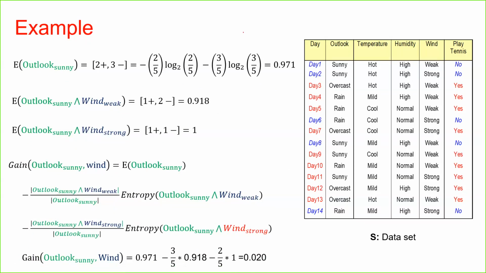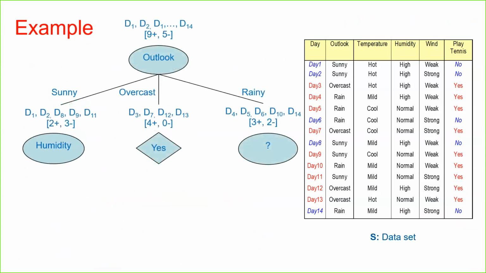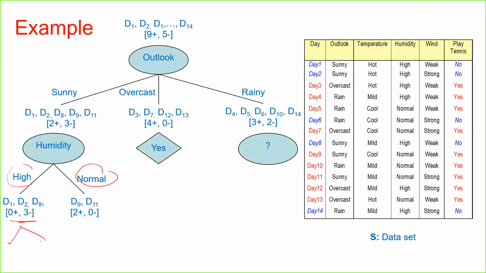If you don't remember, for temperature we got 0.571 as the gain. For humidity we got 0.971 as the gain. For the wind we got 0.020 as the gain. What is the best attribute? Humidity is the best attribute. So select humidity. For humidity high, 3 instances are coming here, all of them negative, so assign a no here. For humidity normal, 2 positive instances are coming, so assign yes here. Similarly, repeat the process here also.